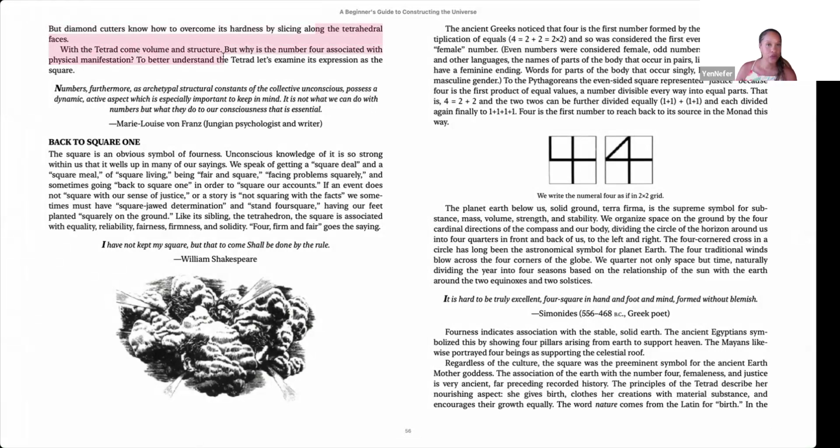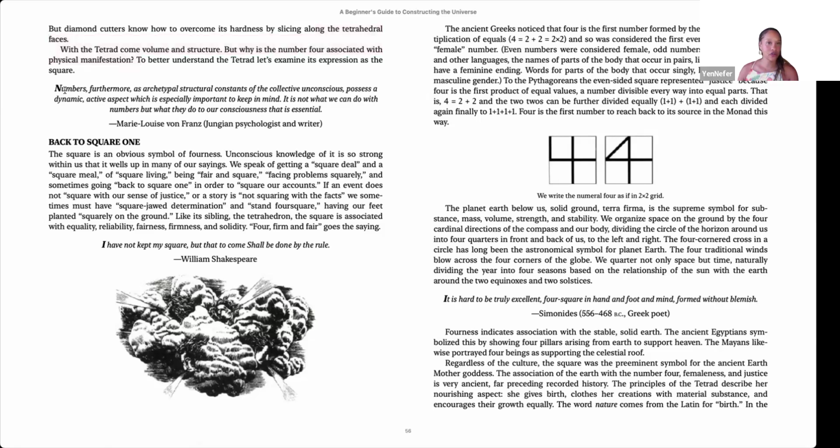But why is the number 4 associated with physical manifestation? To better understand the tetrad, let's examine its expression as a square. Numbers, furthermore, as archetypal structural constants of the collective unconscious, possess a dynamic, active aspect, which is especially important to keep in mind. It is not what we can do with numbers, but what they do to our consciousness that is essential.